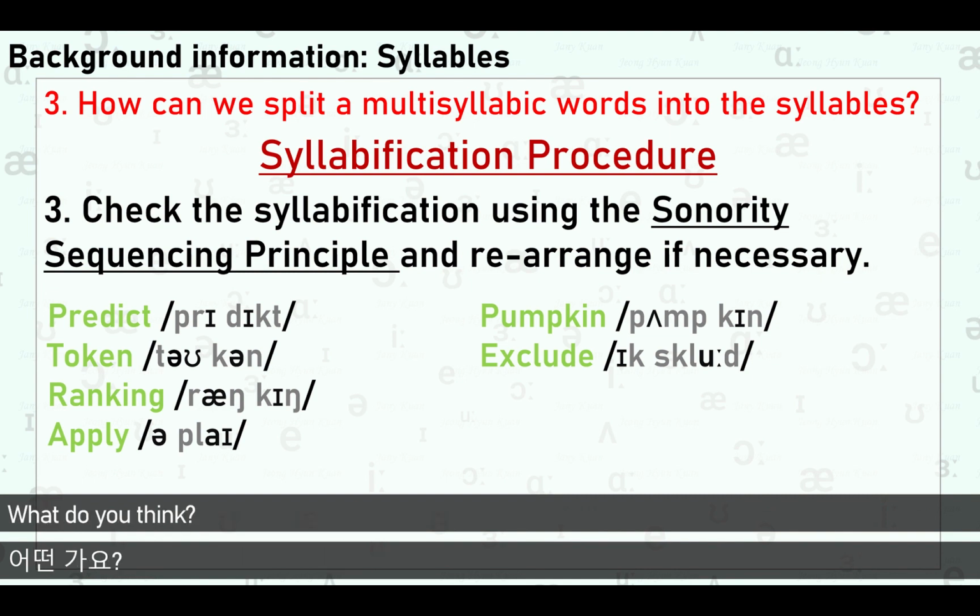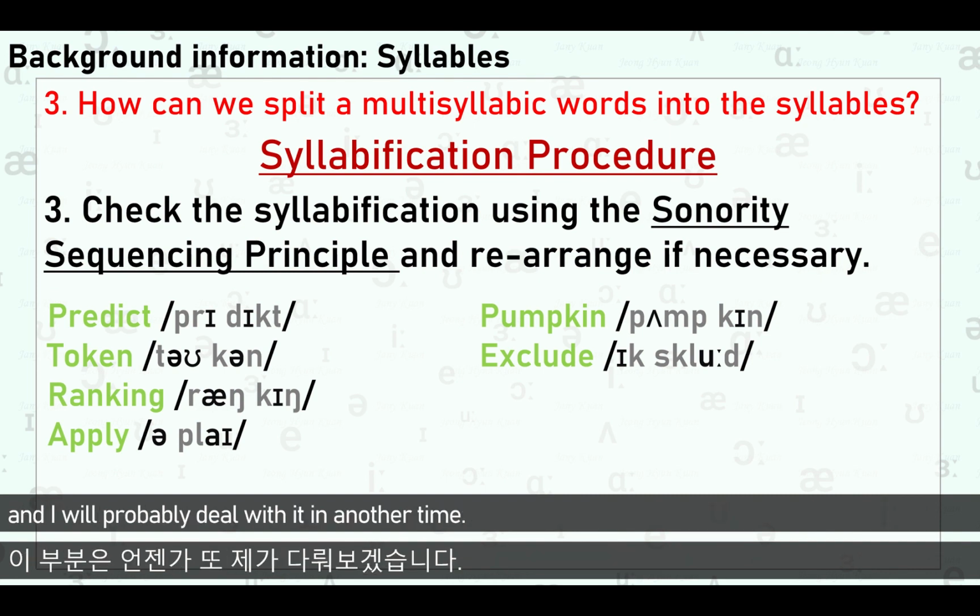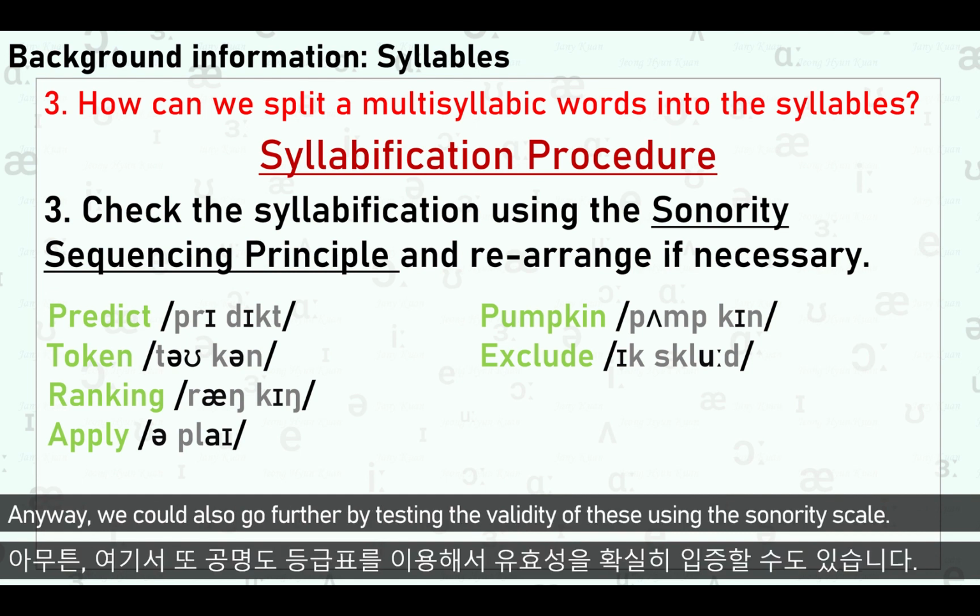What do you think? The issue could have been, how do you know whether the consonant cluster exists or not? And I will probably deal with it in another time. Anyway, we could also go further by testing the validity of these using the sonority scale.